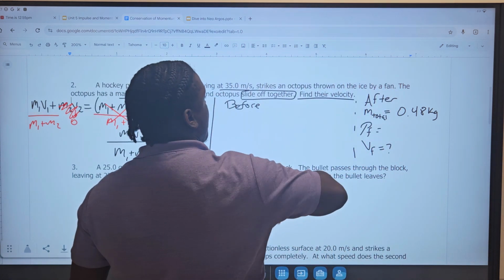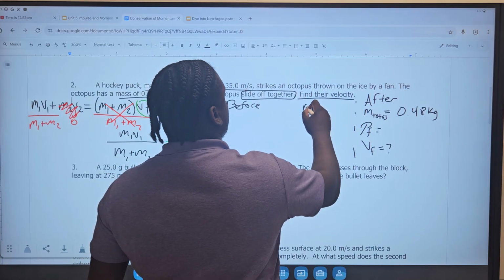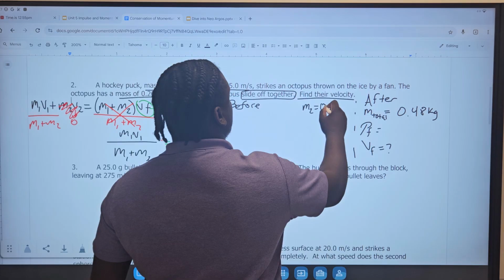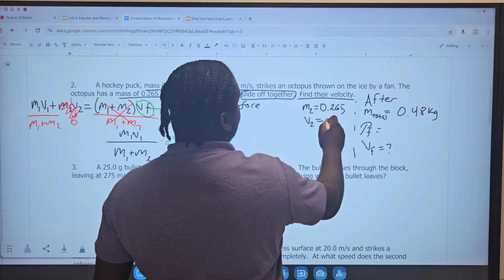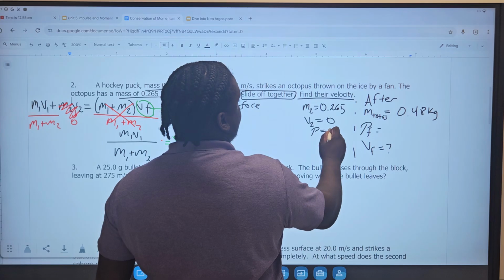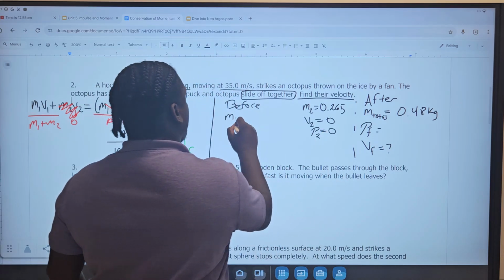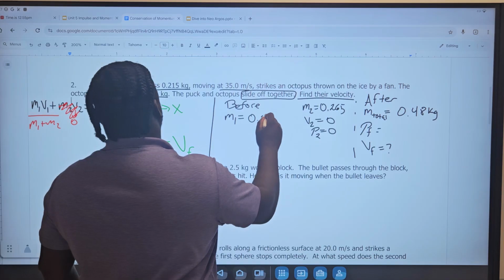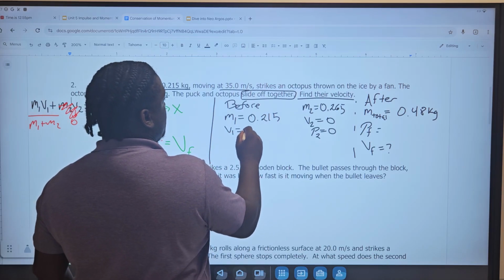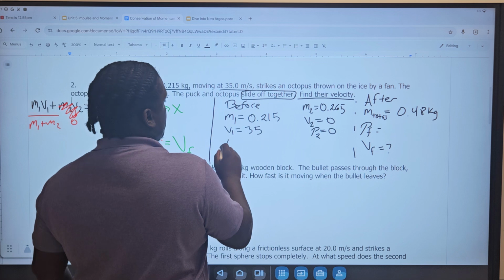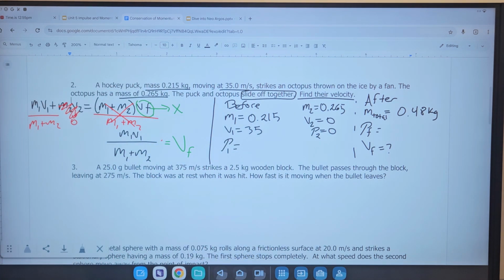And then the octopus had no momentum, so we can almost ignore it. All right, so M2 was 0.265. The initial velocity was 0. Its momentum is 0. So all we care about is the momentum of the puck. 0.215. V1 was 35. The momentum from there should be something really small.